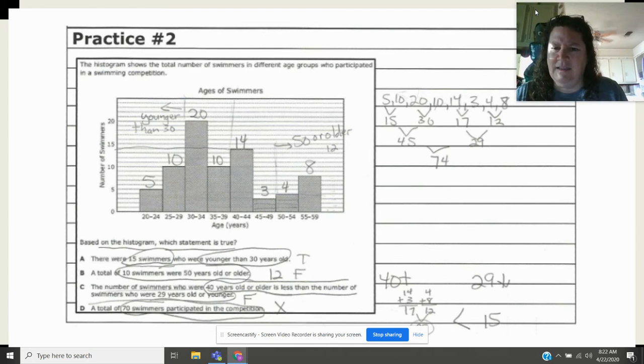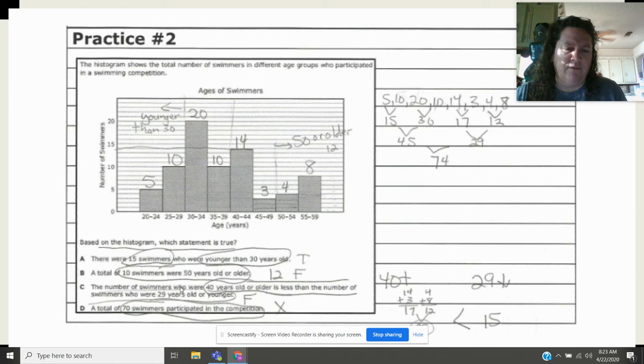Okay, so I did nothing to the graph until I started reading which statement is true. So I said there were 15 swimmers who were younger than 30 years old, okay? So I looked at 30, and younger is these two columns. 10 plus 5 is 15. That one is true. But remember, in case I make a mistake, I've got to go through all of them. So B says a total of 10 swimmers were 50 years old or older. So this says 50, and look how I did 50 or older. There's 12 of them, so that's false.